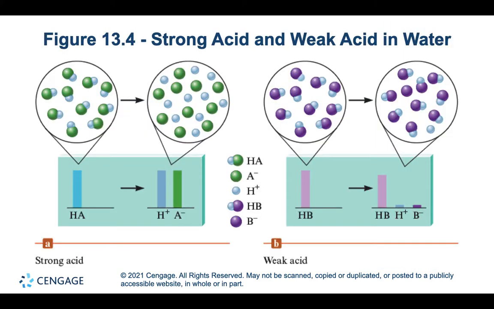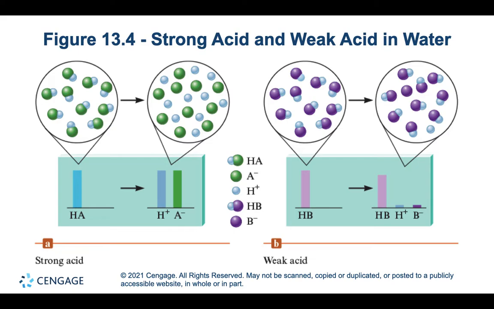Okay, so looking at strong acids and weak acids in water, just to pictorially give you, for the visual learners out there, the acid on the left, HA, if it's strong, all of the HA molecules break up into H plus and A minus. So you see that in the picture with the circles there. You also see it with the bar graph. HA completely becomes H plus and A minus.